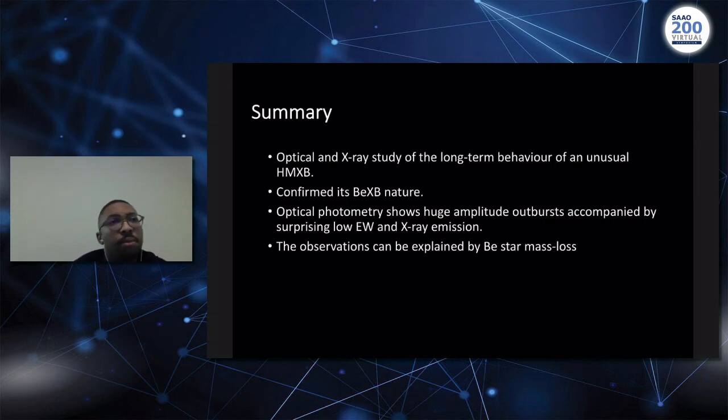So just to summarize, we looked at the optical and X-ray data for this unusual source. We confirmed its Be X-ray binary nature. And we saw how optical photometry shows these huge amplitude outbursts, which are the largest that we've ever seen. But these are accompanied by very low equivalent width measurements and X-ray emission. And we can explain this by proposing that there's very efficient truncation for the system. And the color magnitude plots can be explained by the interplay between mass loss and mass outflow from the disk. Thanks.